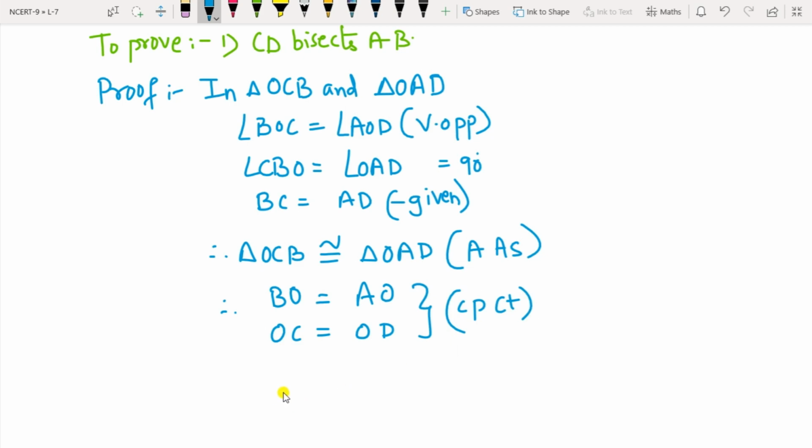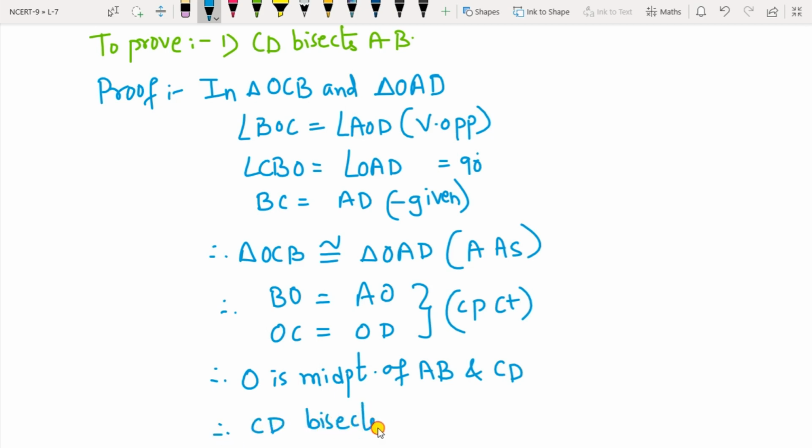Okay, then therefore it becomes, when all these are equal, O is midpoint of AB and CD, and therefore CD bisects AB. Okay, so this way you have to solve question number 3.